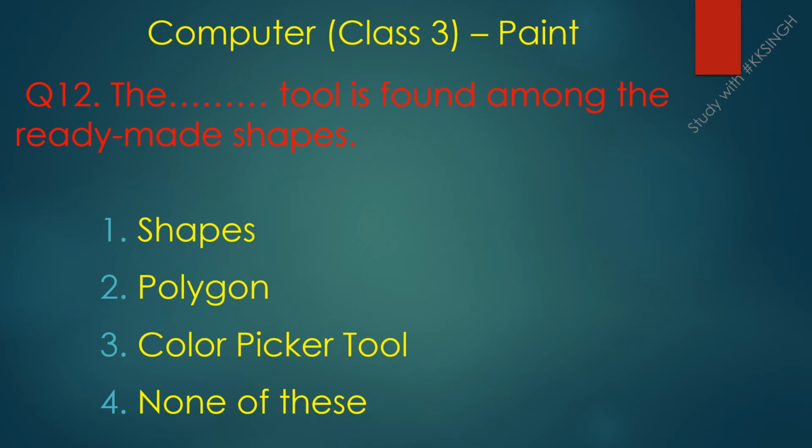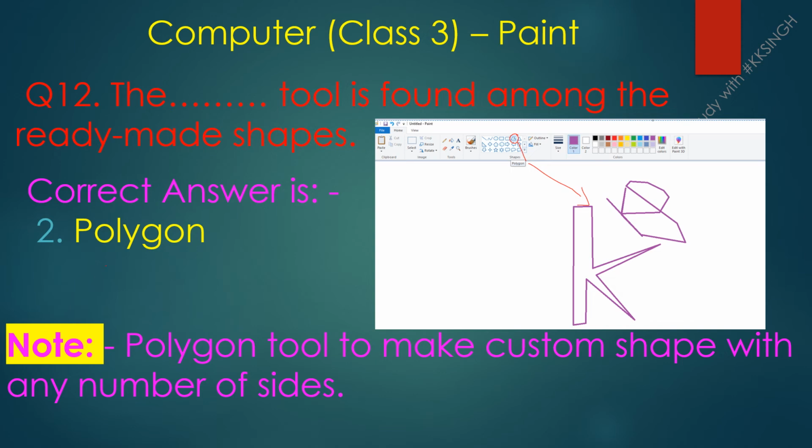The blank tool is found among the ready-made shapes: polygon, color picker tool. Polygon tool. The polygon tool is used to make custom shapes with any number of sides.